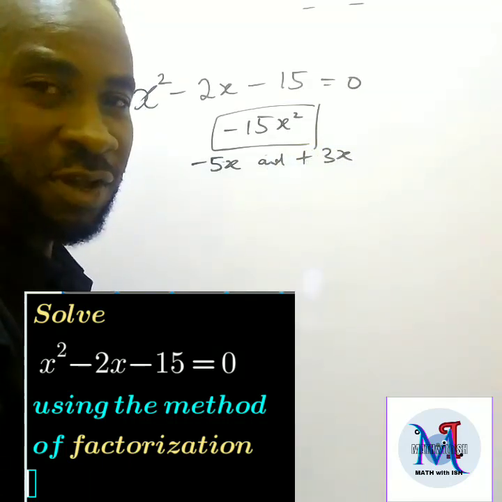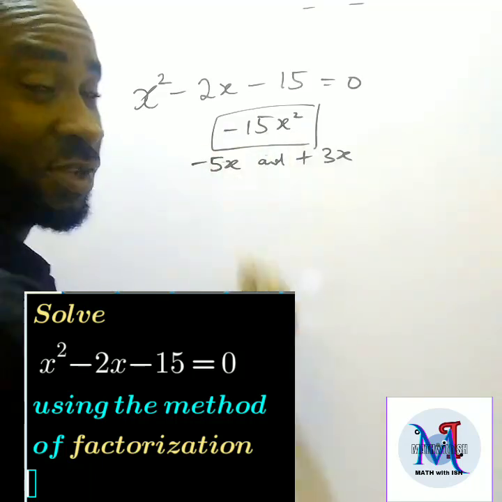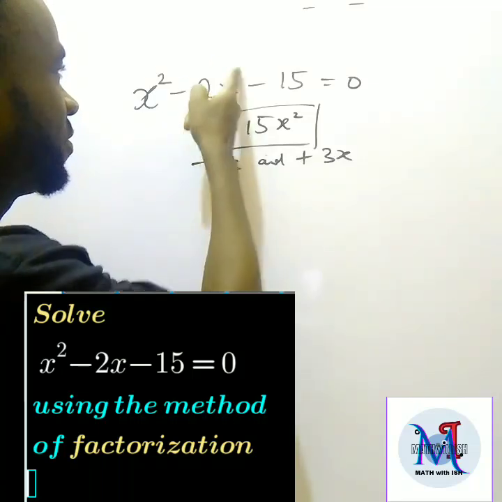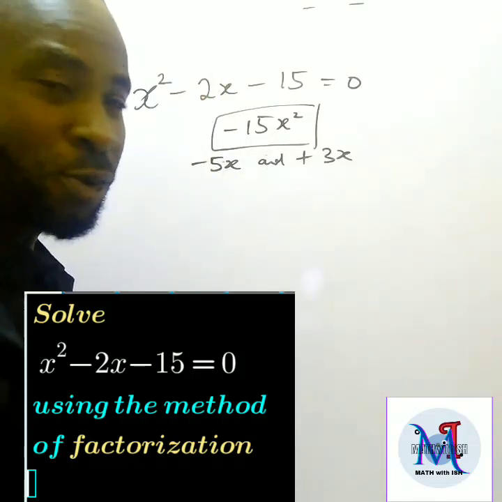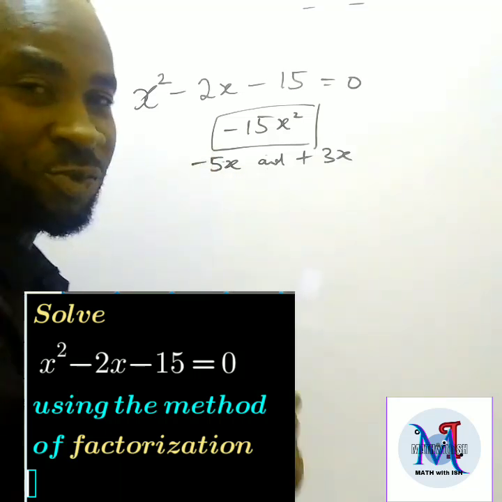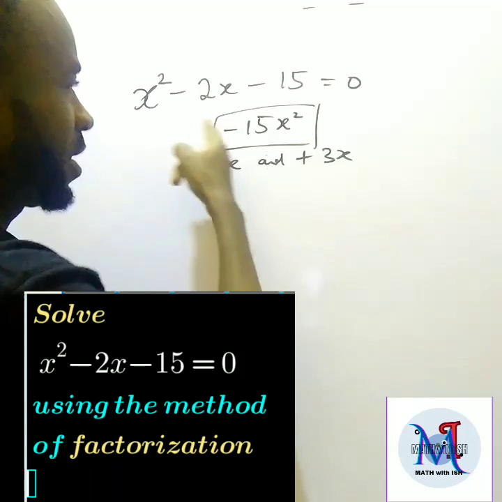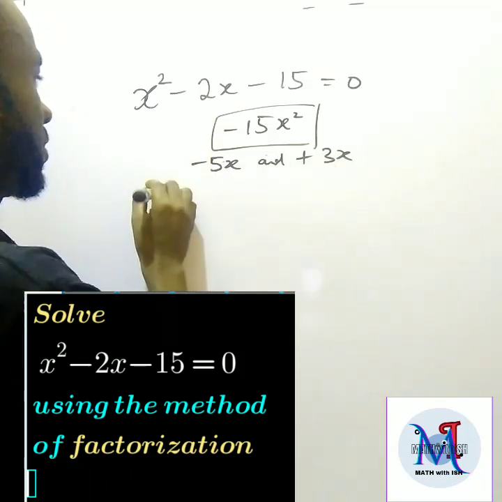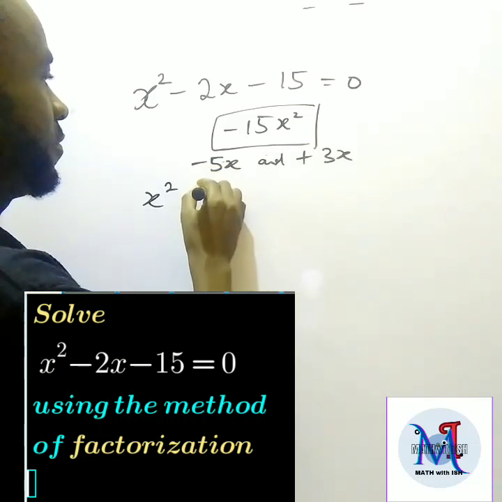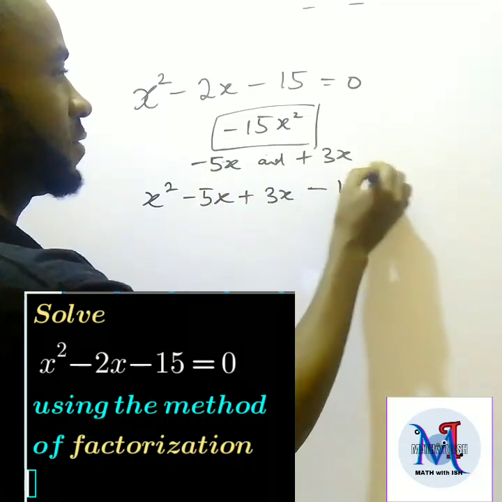Now the reason is because these two factors, when you multiply them, give you back this minus 15x squared, and when you add them, it will give you this middle term here, which is minus 2x. So these are the two factors we are picking. The next thing to do is to replace this middle term by these two factors. So I'm going to have x squared minus 5x plus 3x minus 15 equal to 0.